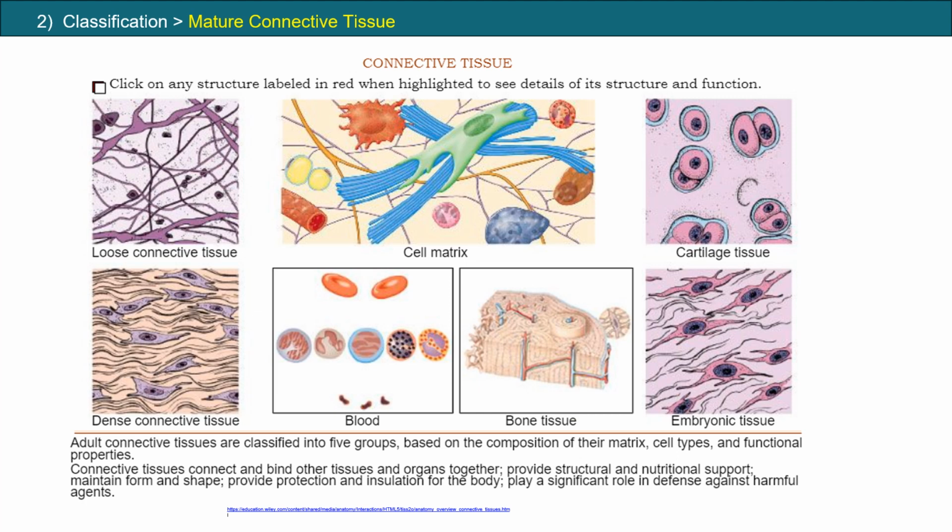Again, I'm a big fan of your textbooks, so here you will find an excellent exercise that describes the different types of connective tissues, and if you click on all of them, they will tell you the parts. They will tell you all the information that you need to remember for the test. So if you have time, go and give it a look, and you can use it to study.